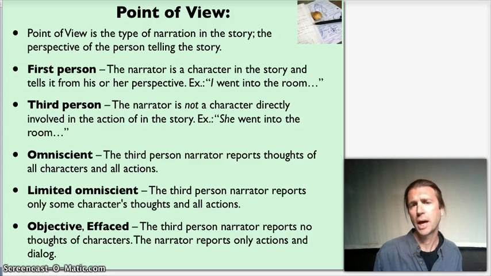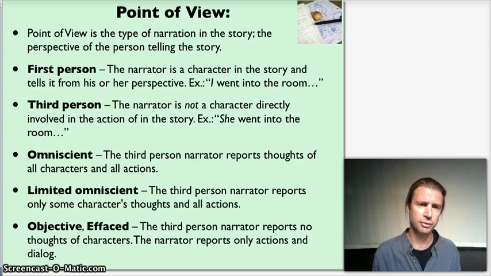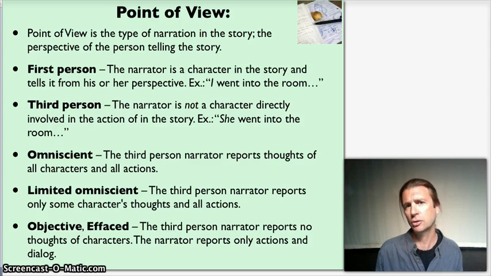Third person, there are a few different types, and the other bullet points on here are all different types of third person narration. Third person just means that you have a narrator that's not a character in the story. You have somebody relating the events and the action and dialogue without being directly involved in them.